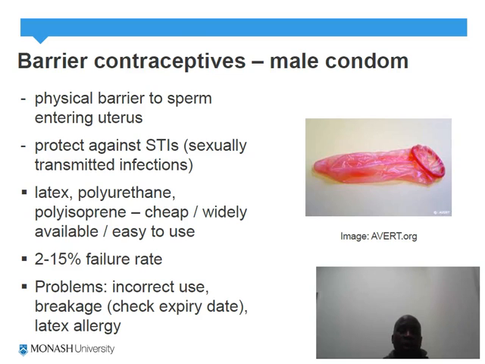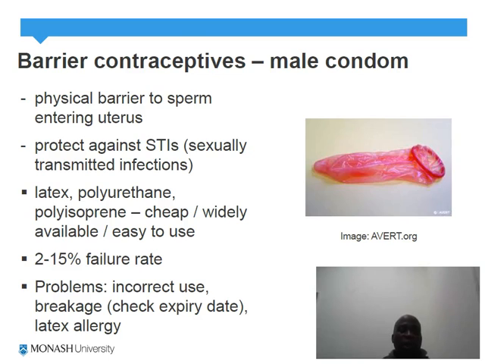Okay, but male condoms are characterized by a 2 to 15% failure rate. As I said earlier, condoms can break. These are the problems associated with male condoms. For example, incorrect use. Condoms are supposed to be used in a particular way, and males need to be trained on how to use condoms in the right way. Of course, the other problem is breakage.